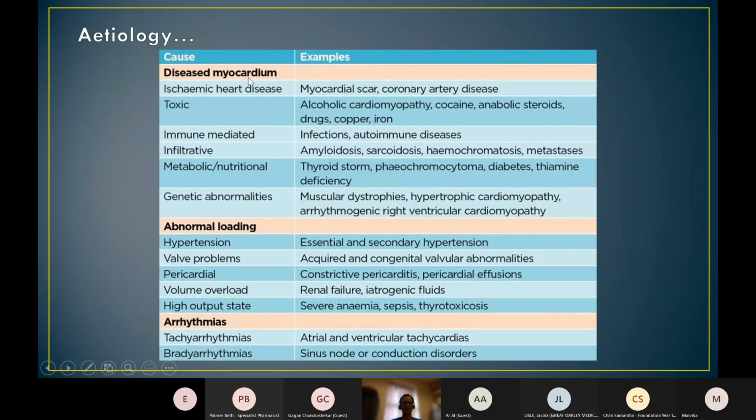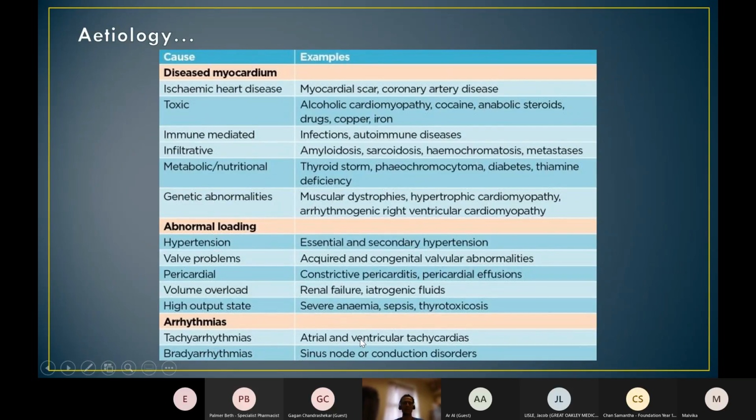So I do want to know about it, but it's not quite as critical as these very reversible things if they are the cause of the problem. High blood pressure can cause stiffness of the heart, or it can cause, in the later stages, weakness of the heart. You can have valve problems, that's valvular heart failure, and they obviously need to be fixed if they're the primary cause. And obviously tachyarrhythmias, bradyarrhythmias.